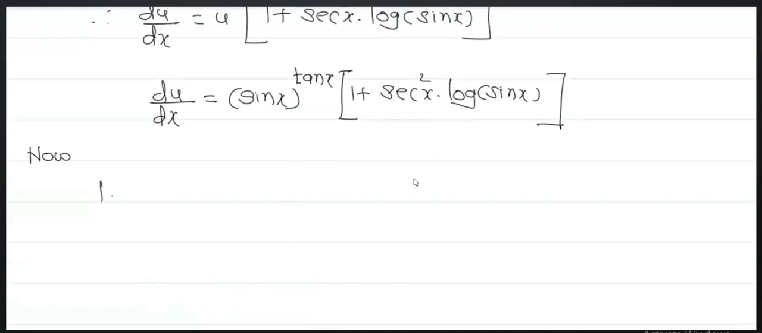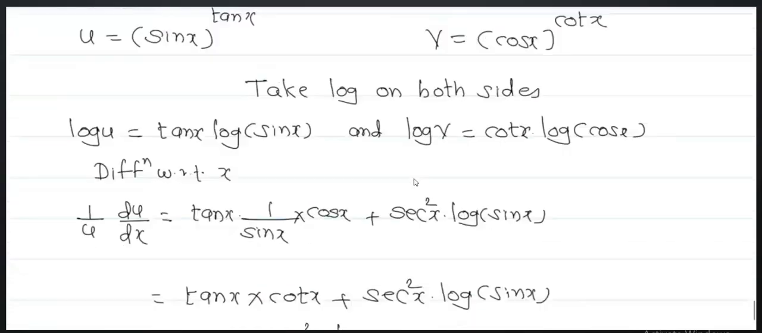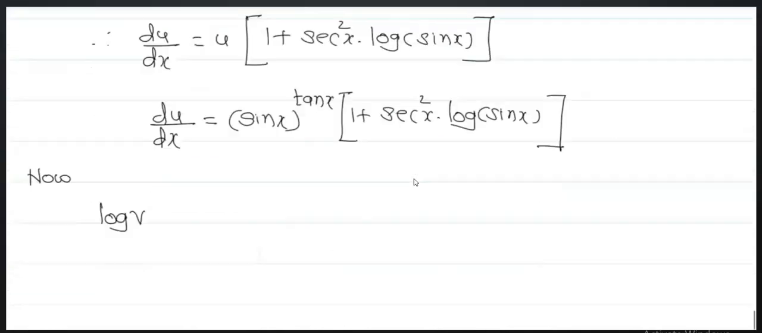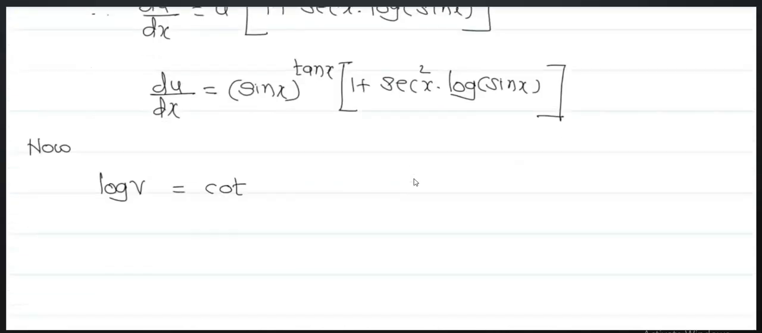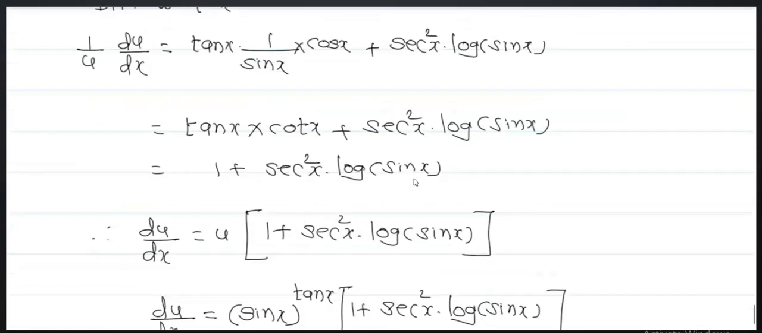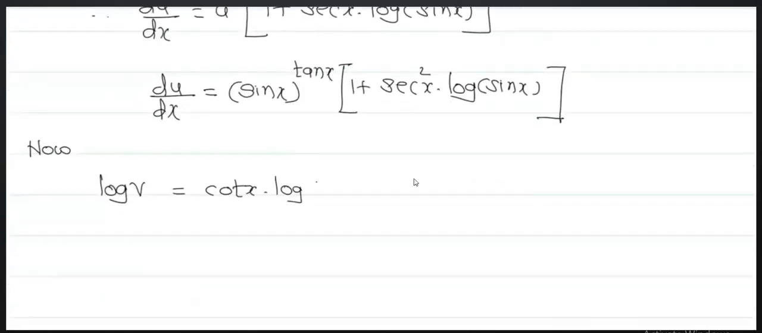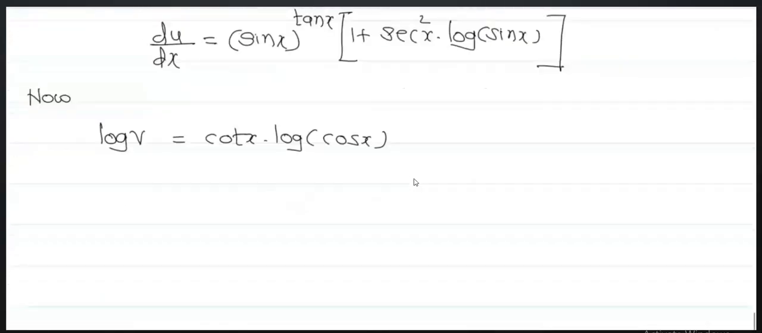Now the next is log of v is equal to cot of x into log of cos x. Now differentiate this with respect to x: 1 upon v into dv by dx.